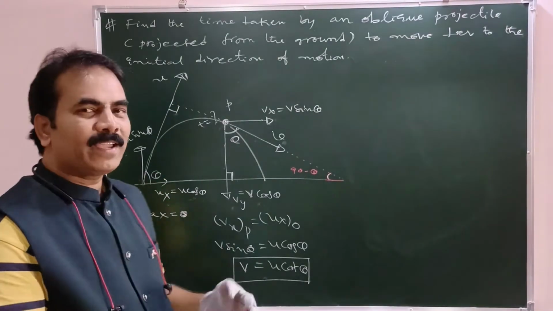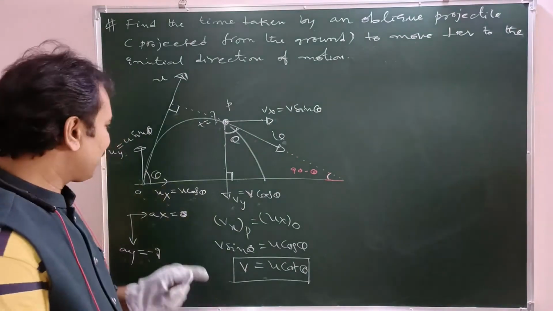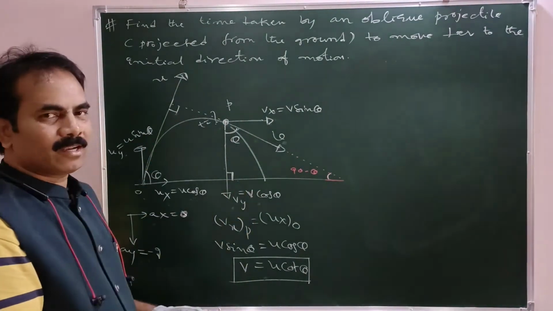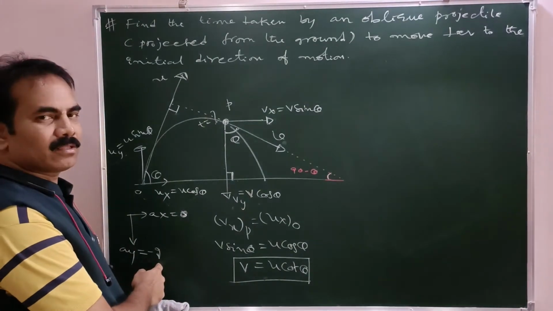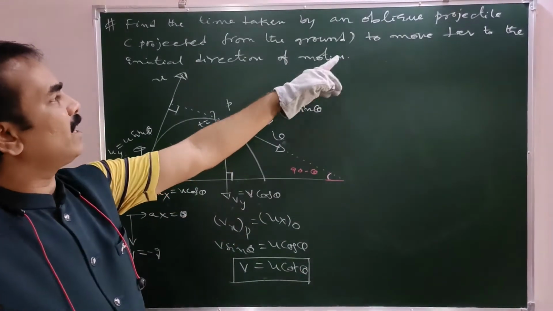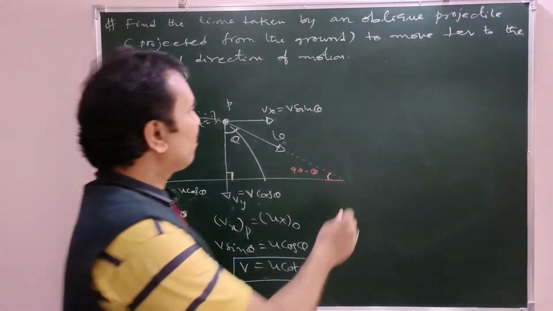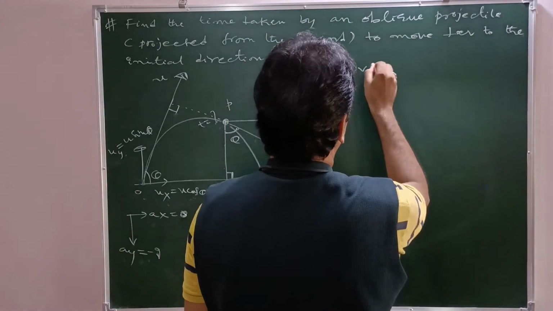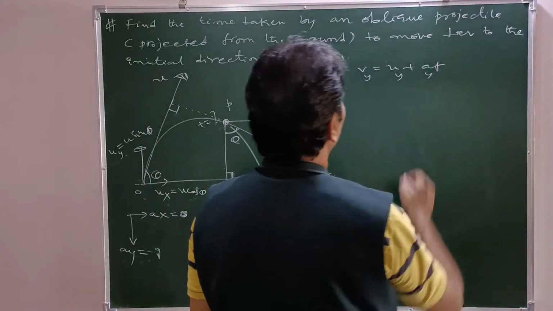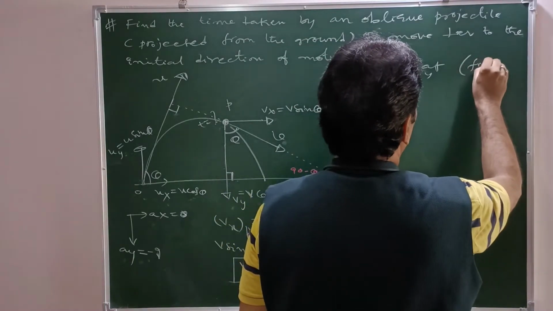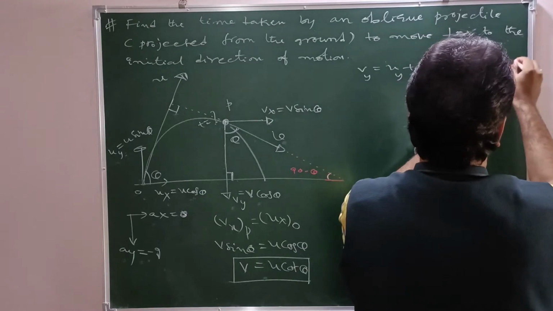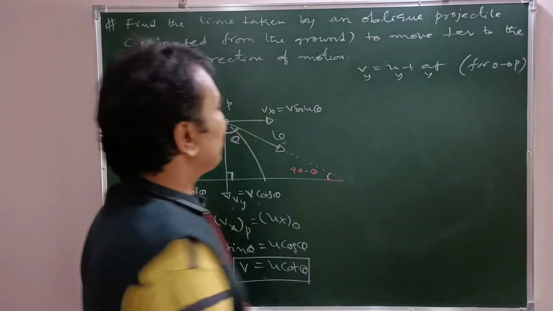Now from O to P, take V equals U plus AT along the vertical. Why? Because here we have Uy, U sin theta, and here we have Vy, V cos theta. Ay equals minus g. Now the time from O to P is unknown. That's what we need to find ultimately. So V equals U plus AT along the vertical, for the segment O to P, right?